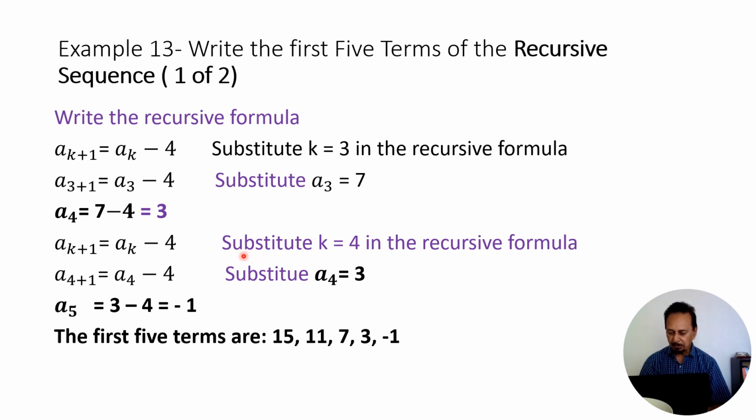Now to get the fifth term, we substitute k equal to 4 in the given formula. So it becomes a sub 4 plus 1 equal to a sub 4 minus 4. A sub 4 is 3. So a5 is 3 minus 4, which is negative 1. So the first 5 terms are 15, 11, 7, 3, and negative 1.